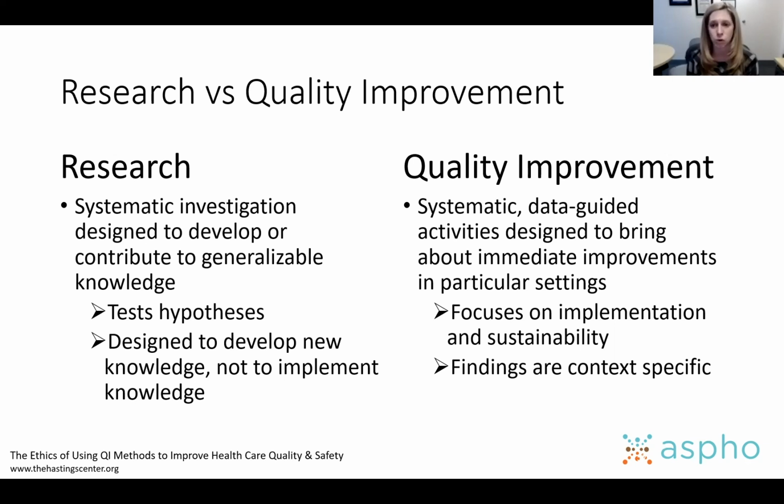Quality improvement is similarly systematic and it's data guided. It's designed to bring about immediate improvements in a particular setting. It focuses on implementation and sustainability. It is not generalizable. The findings are very context specific.